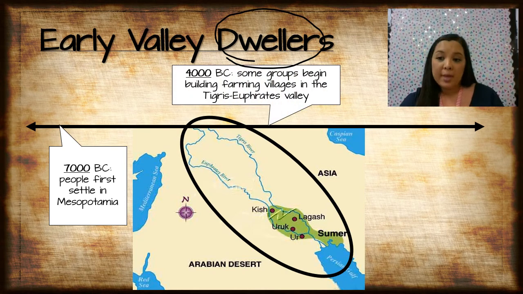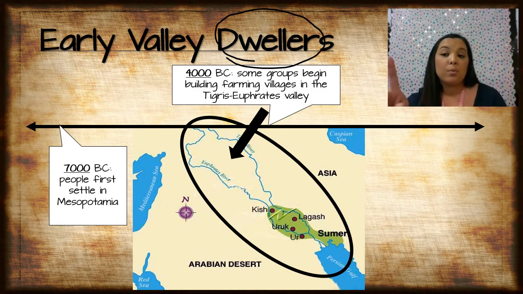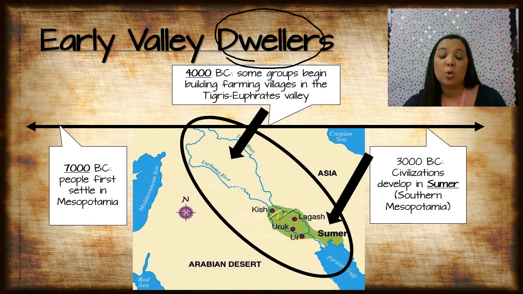Now, around 4000 BC, remember this is archaeologists guessing or inferring based on what they found, they believe that some groups began building farming villages in the Tigris-Euphrates Valley. So that valley is going to be between the Tigris and Euphrates River. Now, think about that. Why would they want to settle in between those 2 rivers? Okay. And then around 3000 BC, archaeologists believe that civilizations developed in Sumer. Sumer is considered southern Mesopotamia.